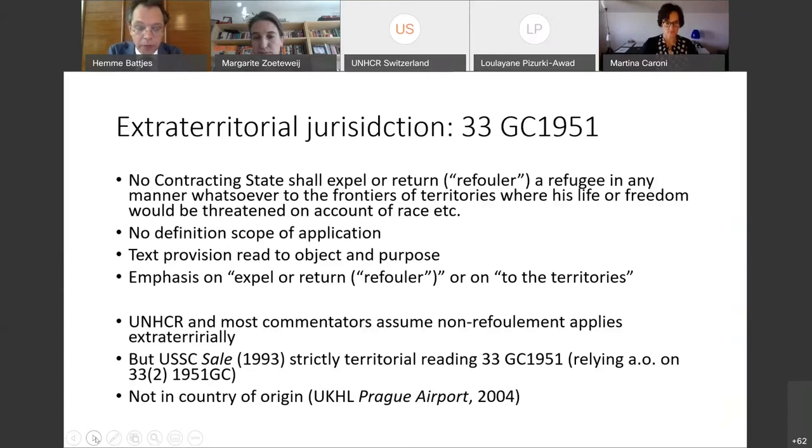Now, UNHCR in the 1990s and most commentators assume that the second reading is correct and that non-refoulement applies also extraterritorially. As to case law, well, there's this one well-known case from the US Supreme Court where they apply a strictly territorial reading. But most commentators see that as an isolated instance, which does not seem to be endorsed by other states. Okay, next slide, please.